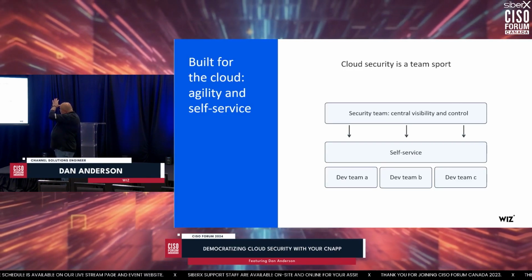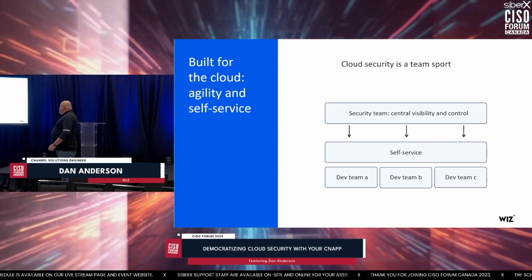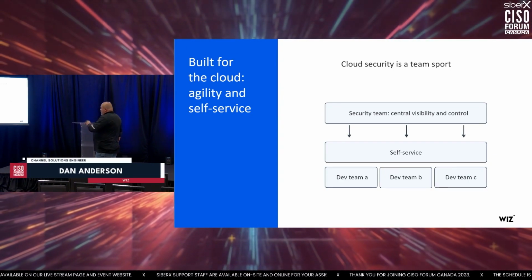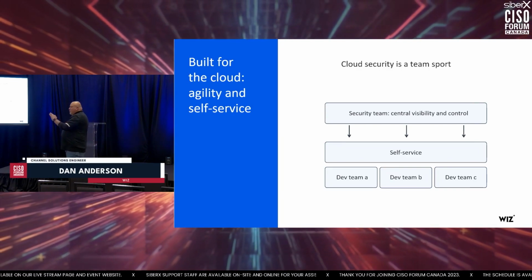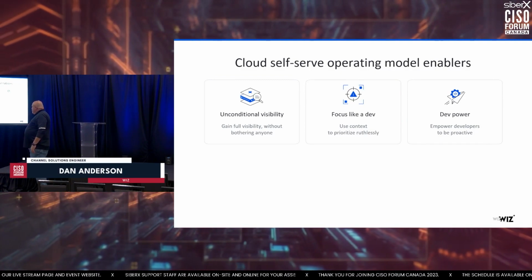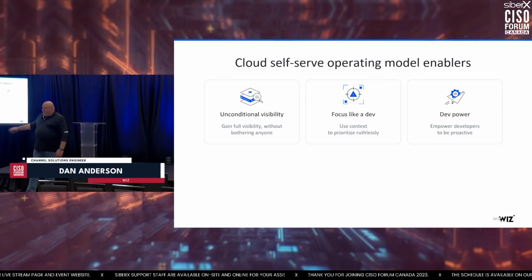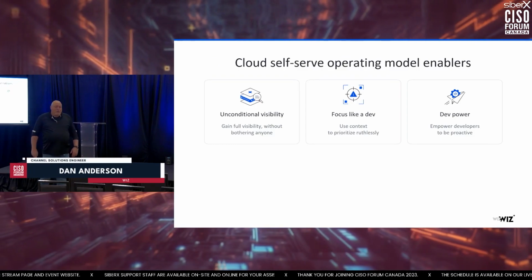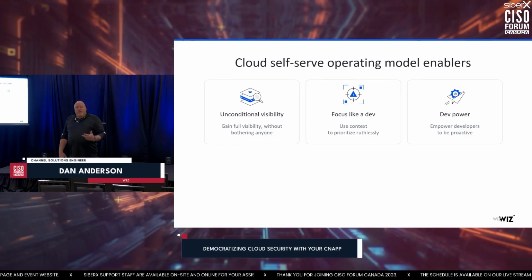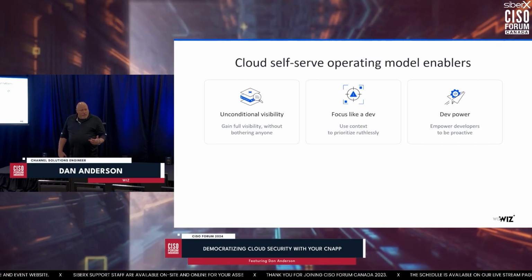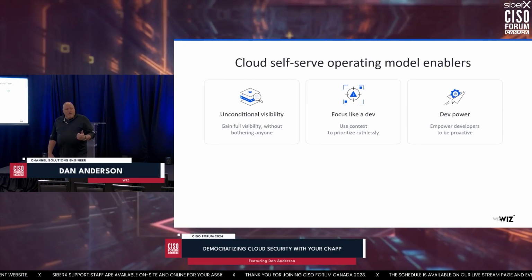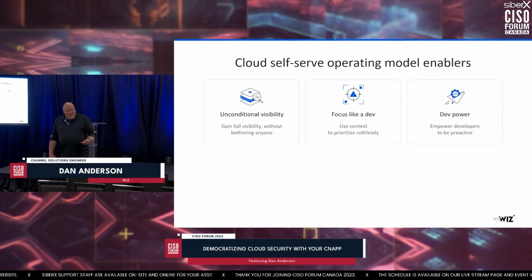So, again, just to reemphasize, cloud security team support, right? Security teams get central visibility and control, and we provide self-service to the development teams to actually go and solve the problems individually. And again, unconditional visibility, focus like a dev power, right? So again, 3 things I just want you to walk away from when you think about your next generation cloud tooling. It has to provide these 3 things: visibility, clarity, and context, right?